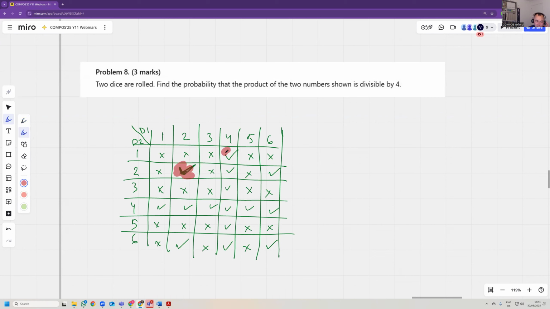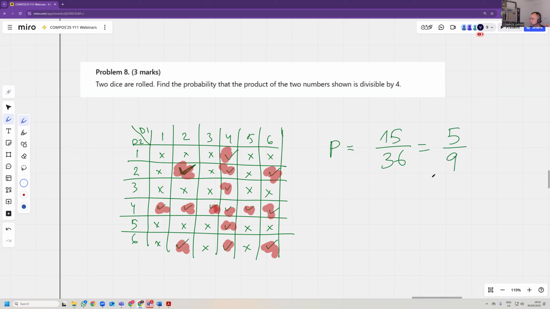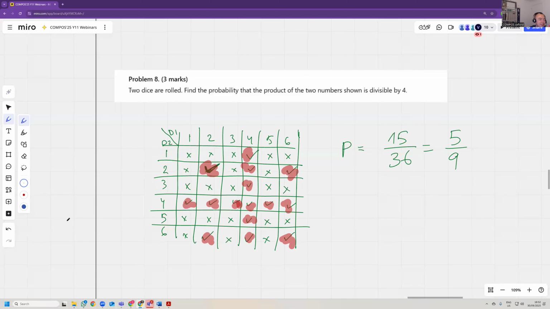select those: 1, 2, 3, 4, 5, 6, 7, 8, 9, 10, 11, 12, 13, 14, 15. That's quite a high probability. So the probability is 15 over 36. Can you simplify this? Yes, 5 over 9. Sorry, 12. Apologies, I don't know what's happening today. It's 5 over 12, of course. It's less than a half.